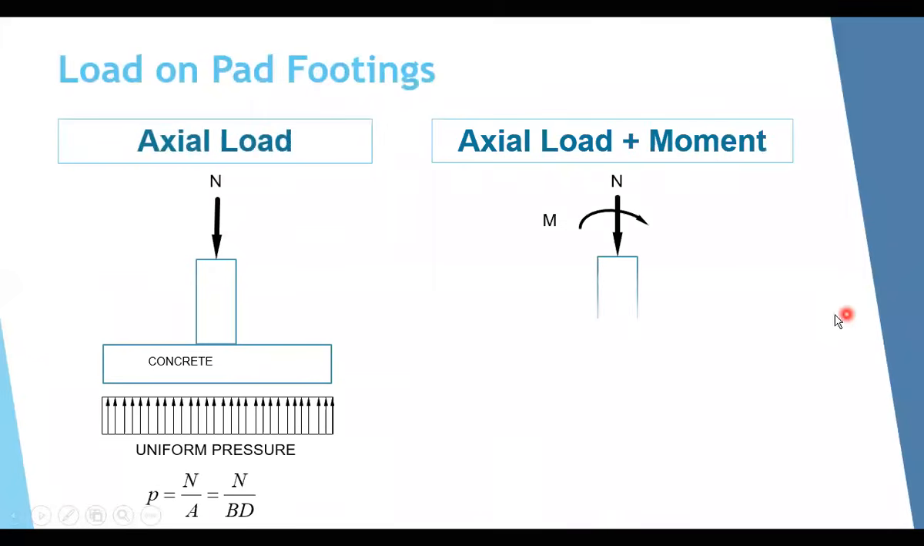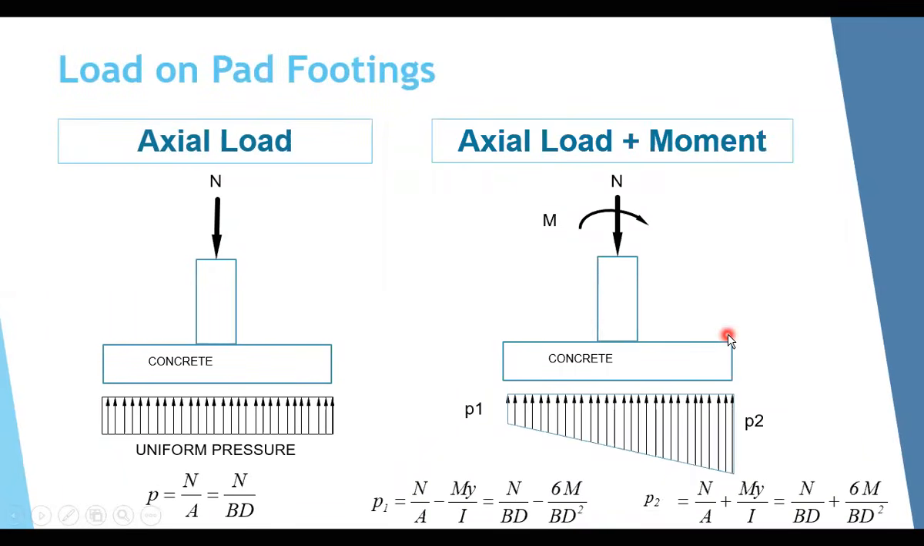For pad footings, you may have two different types of loading. The footing can support only axial load. In this case, the load will be a force in kilonewton, and the pressure under the footing will be uniform pressure. The value of this pressure equals force divided by the area of the footing, so it will be N divided by A. Or if we say the footing is B by D, it will be N divided by B times D.